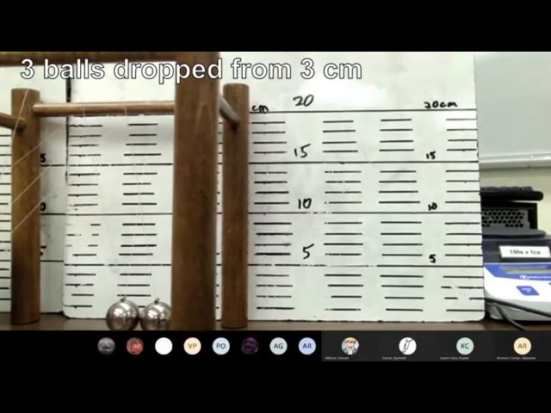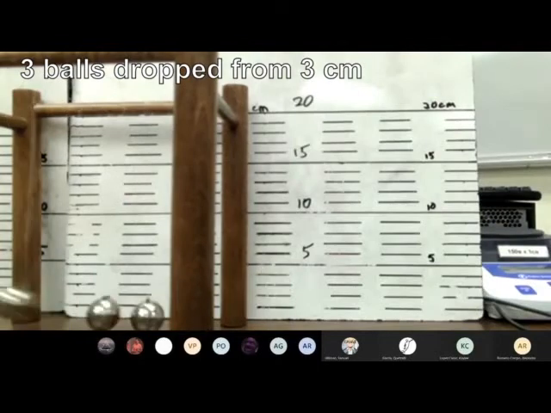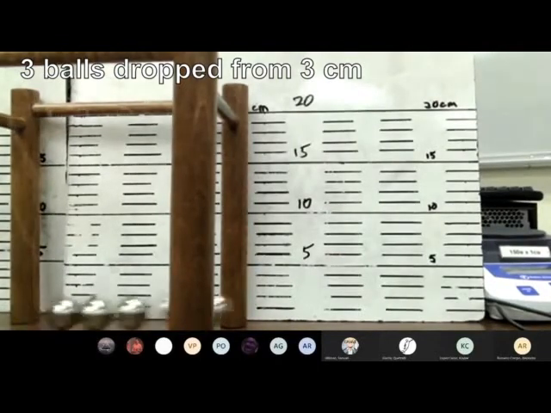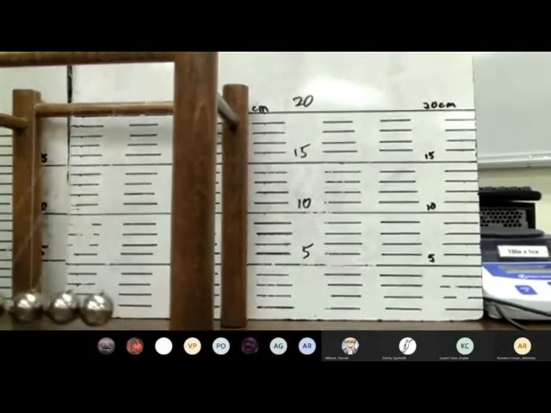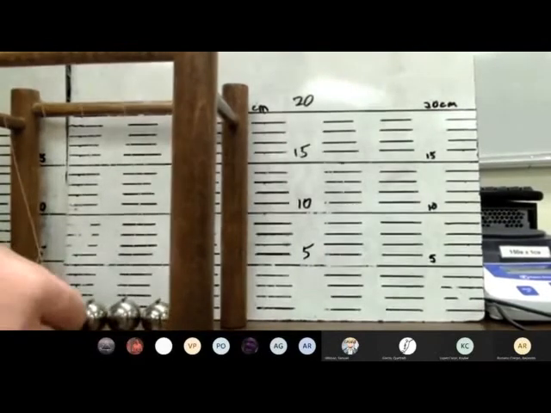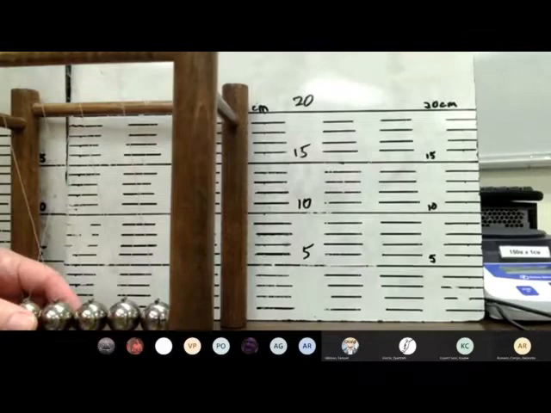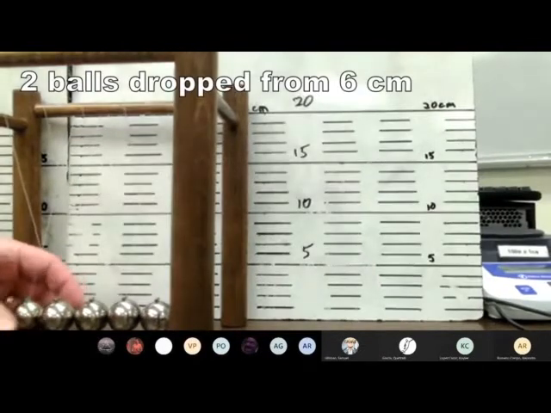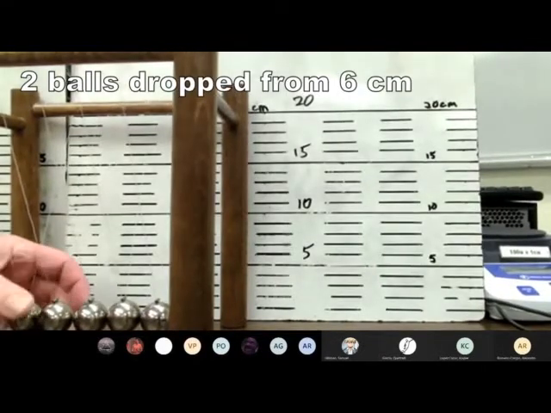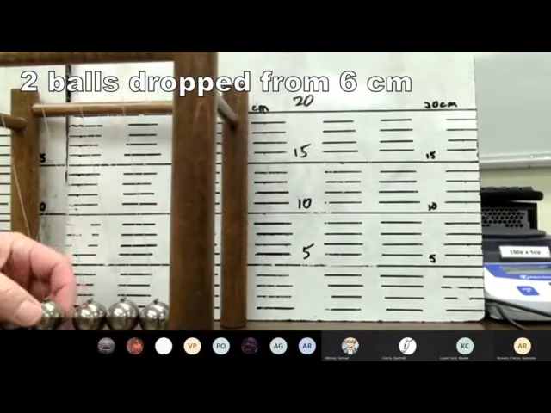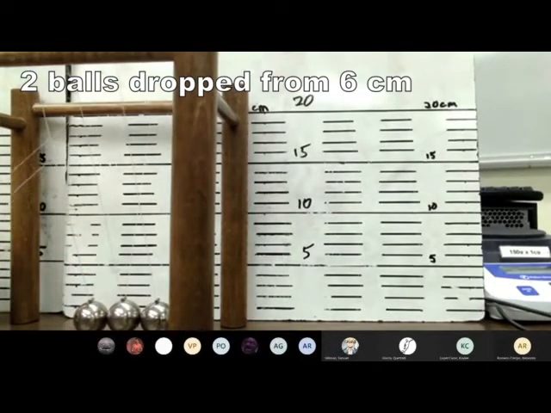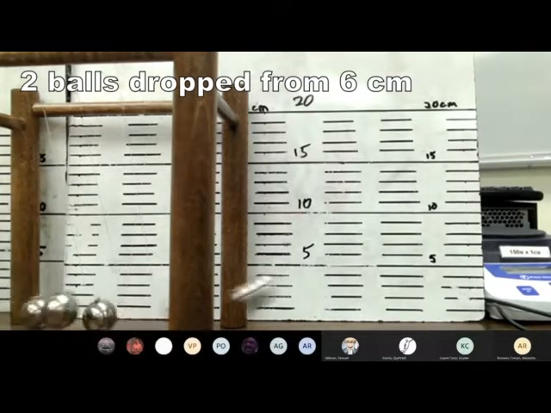And last time, 3, 2, 1. All right, I'm going to go 2 balls from 6 centimeters. So I'm changing both mass and velocity now compared to our first test. 2 balls, 6 centimeters. 3, 2, 1.